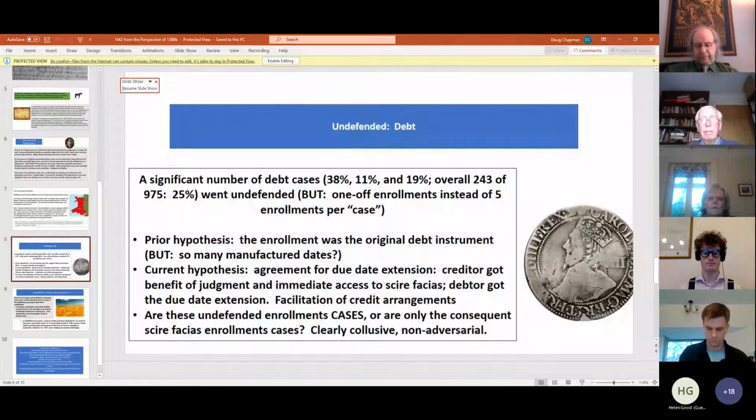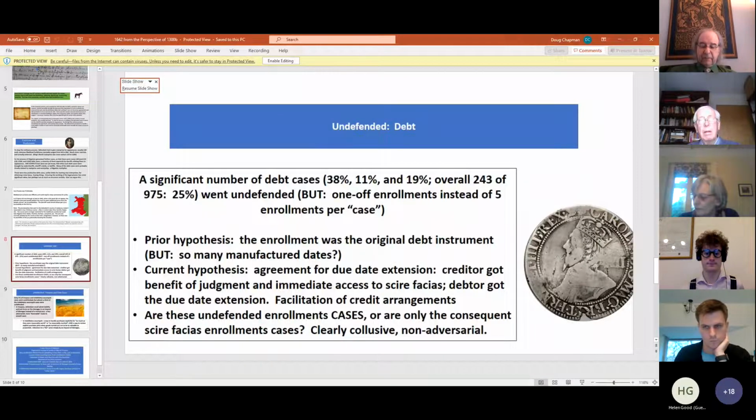Okay, further complication in kind of evaluating what's happening, and a huge difference from back in 1300. So a significant number of debt cases, and so in the subsets of 511 enrollments, 38%, 11%, and 19%, or overall 25% of enrollments were undefended.